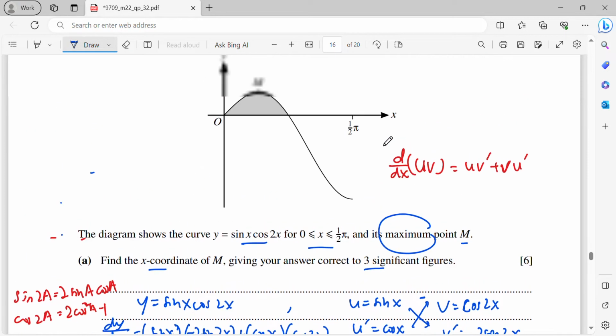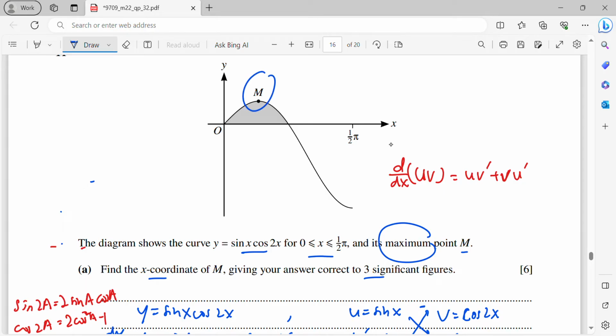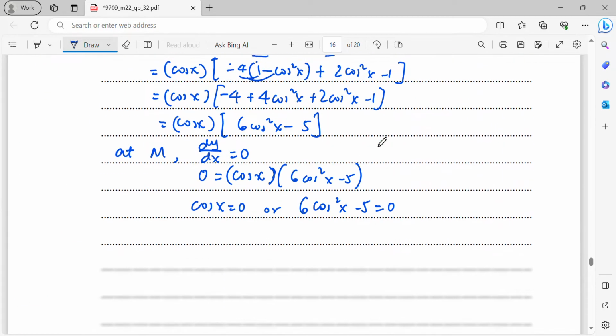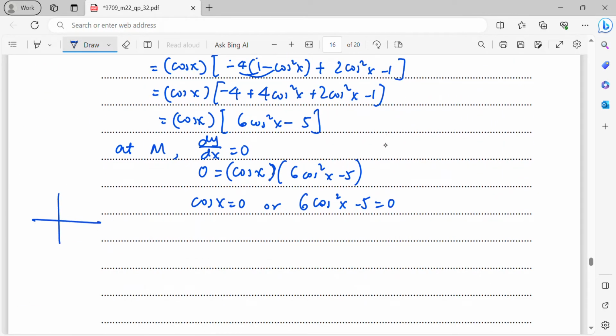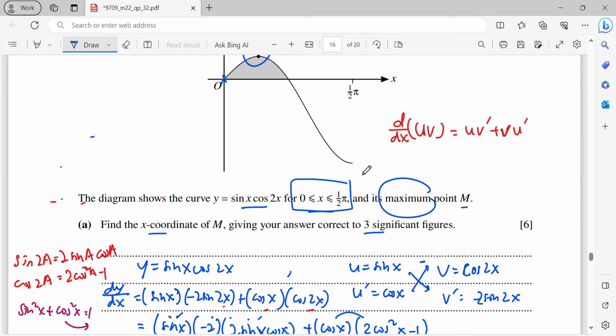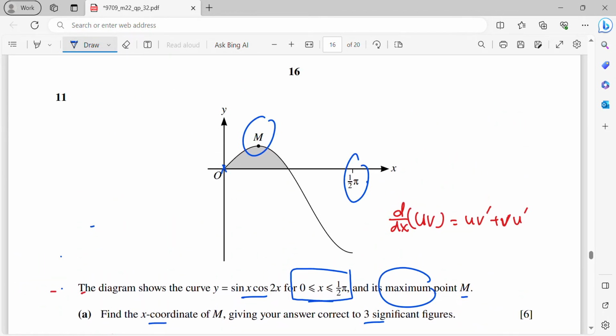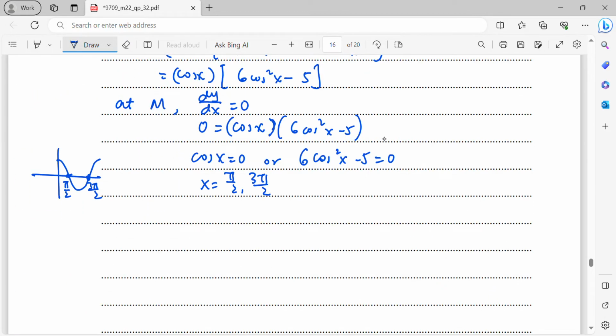So when you look at the graph here, at M, your x will not be 0. Okay, and now you consider x from 0 to half pi. So when you refer to the cos graph, it is 0 at pi over 2 and 3 pi over 2. So the x will be pi over 2 or 3 pi over 2, but obviously it will not be half pi because half pi is here. Okay, that means both cannot be accepted. So omitted.